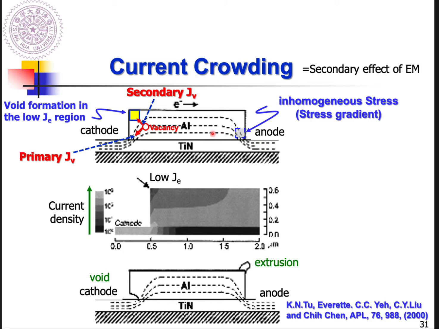So in this case, you can observe what? You can observe this dashed line is the direction, the distribution of electron flow. Then you can observe this is the what?